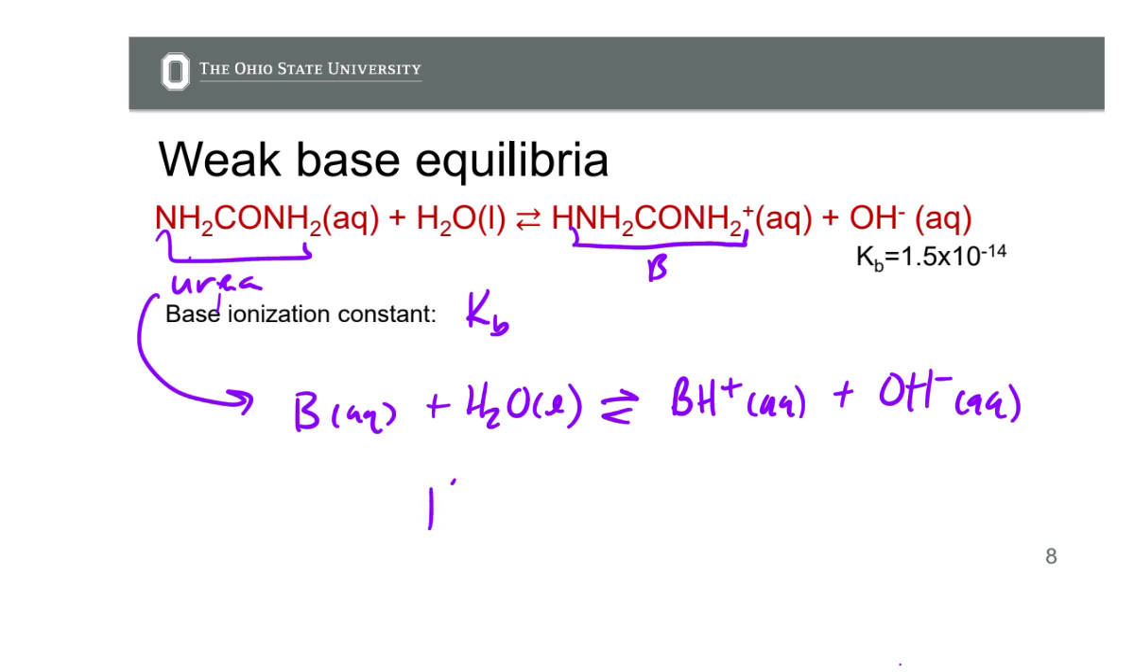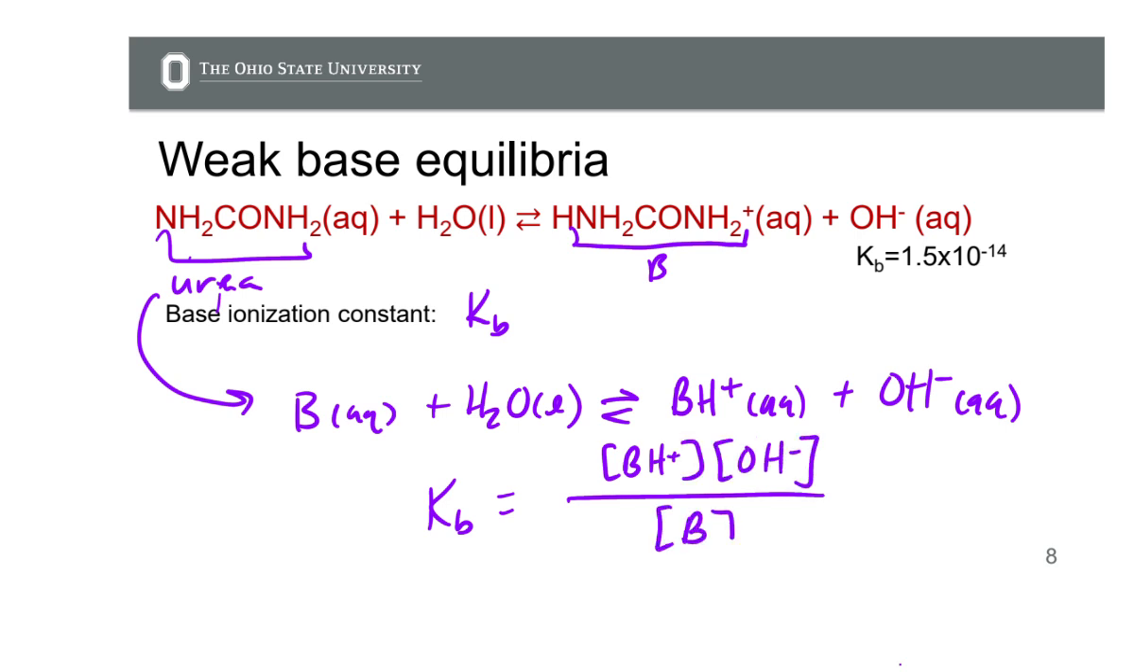So if we write out the base ionization constant, we'll have the concentration of BH plus times the concentration of OH minus divided by the concentration of B. And you'll notice that this has a really small Kb value, 1.5 times 10 to the minus 14. Kind of interesting. Very little of that urea is going to react to form the conjugate acid.